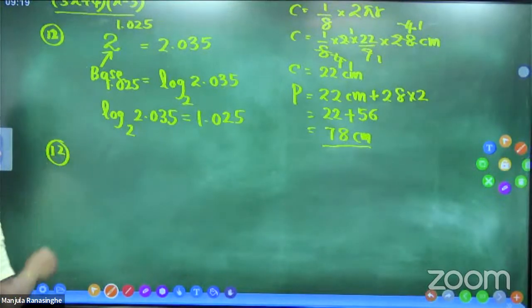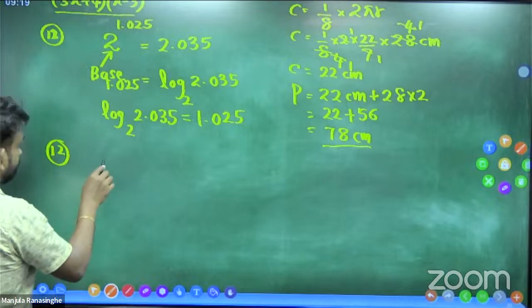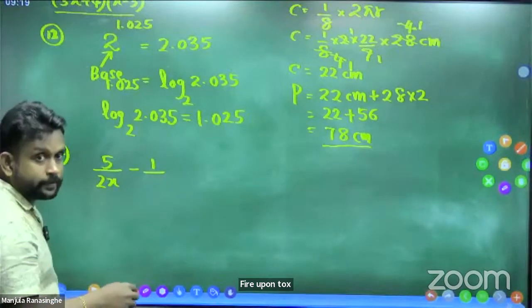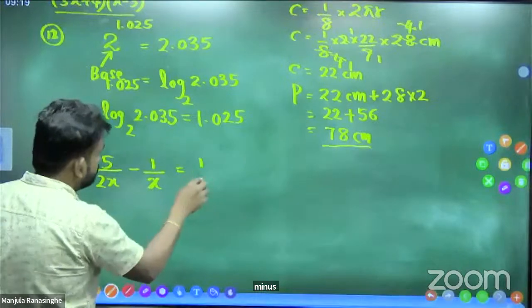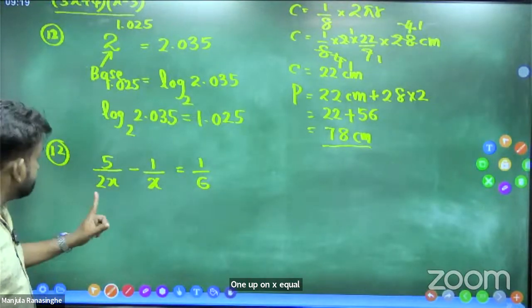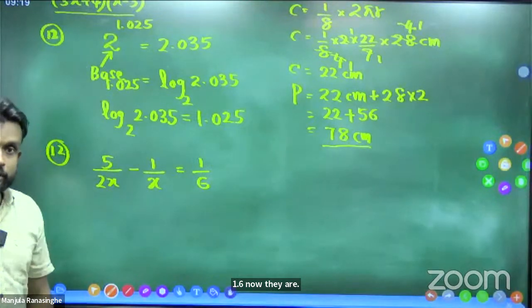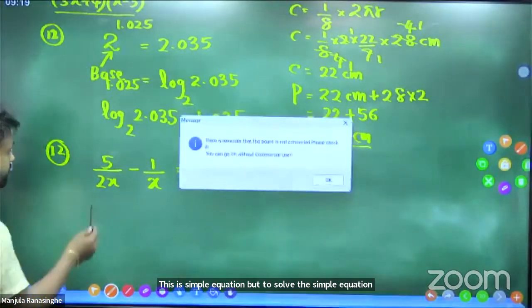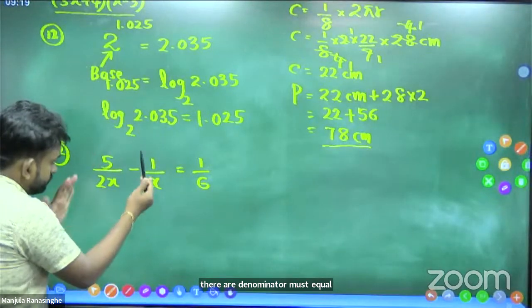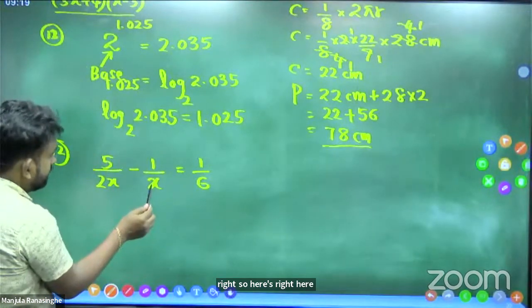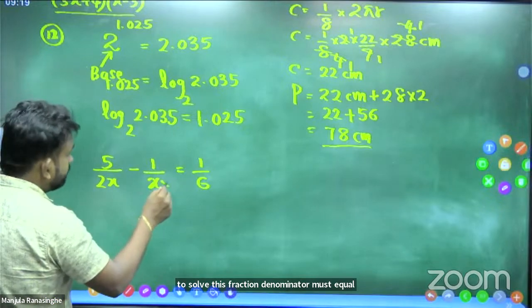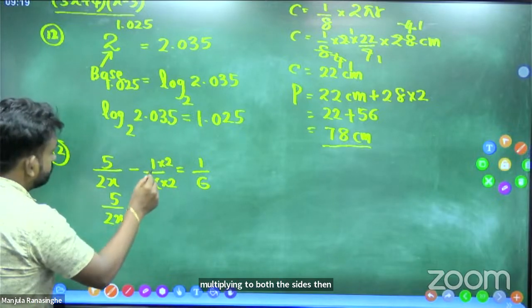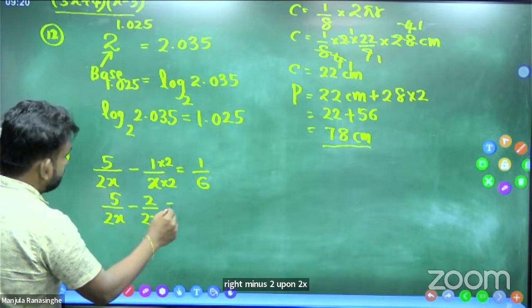Question number 12. Solving the equation 5 upon 2x minus 1 upon x equals 1 upon 6. This is a simple equation, but to solve it, the denominators must be equal. So here we have x and 2x. I make 2x here by multiplying both sides. Then 5 upon 2x minus 2 upon 2x equals 1 upon 6.